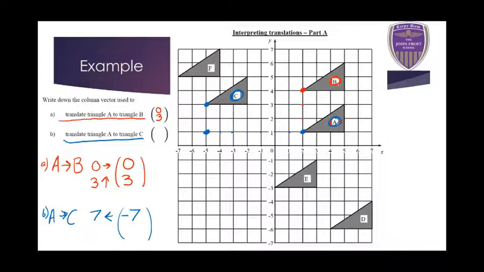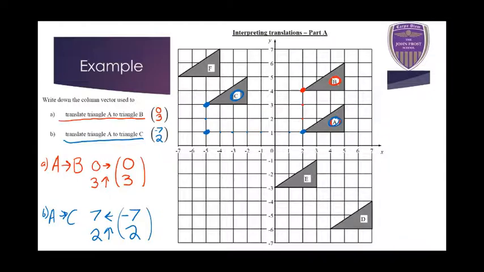Well, what about going up now? So now we're directly below C. Do I have to go up or down? Well, I have to go up. How many times do I have to go up? Well, let's count. 1, 2. So now I know I have to go 2 times up, okay? And remember, on the y-axis, if we go up, that's positive. So the bottom number will just be +2, okay? And that's it, we're done. So the column vector to translate A to C was (-7, 2), okay?